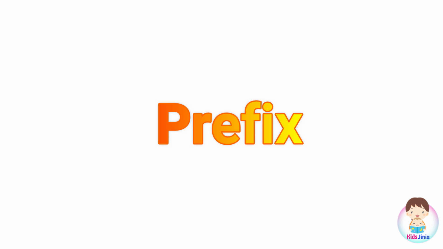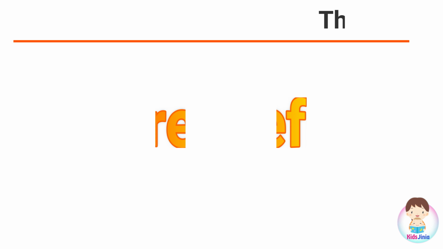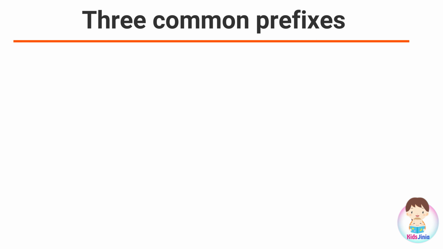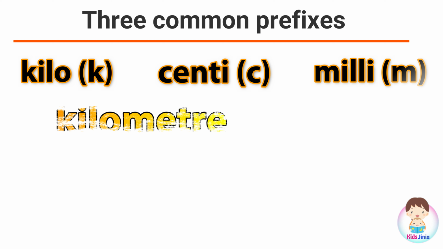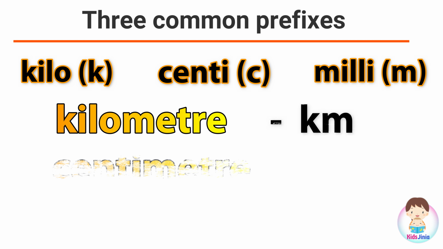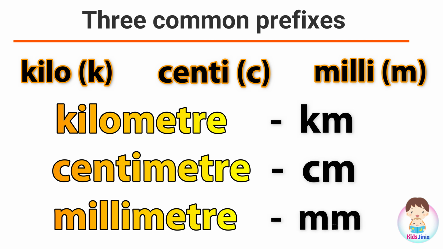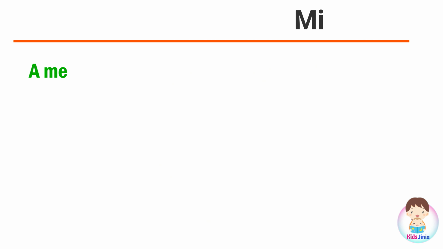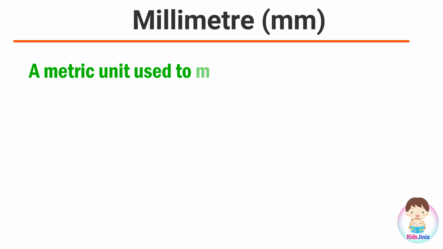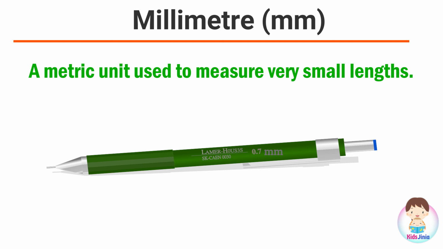Another term you need to know here is prefix. 3 common prefixes used here are kilo, centi, milli. For kilometer, the symbol is km. For centimeter, the symbol is cm. For millimeter, the symbol is mm. The very small lengths are measured in millimeter. For example, in a tip pencil, you can find the term 0.7 mm. That mm refers to millimeter.